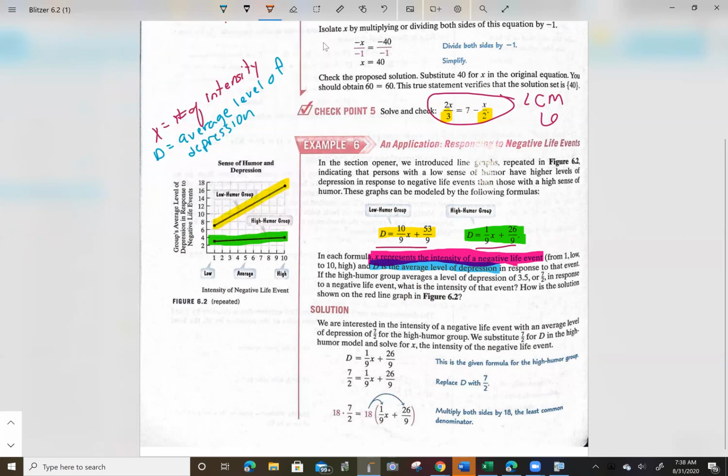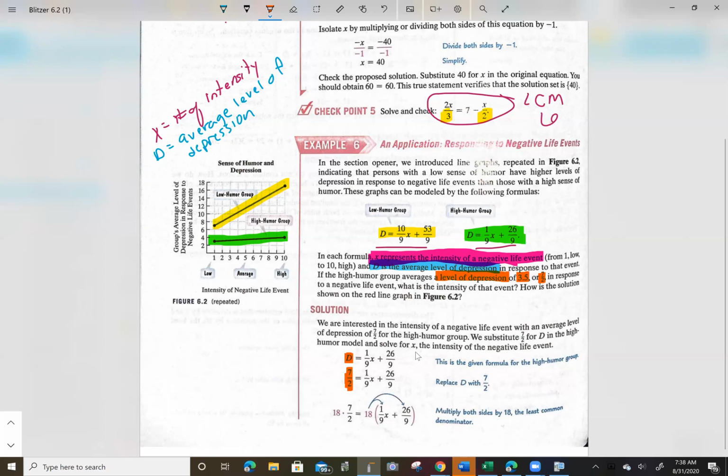All right, let's see, what else? What is the actual question asking us? If the high humor group averages a level of depression of 3.5 or 7/2, because 7 divided by 2 is 3.5, in response to a negative life event, what is the intensity of that event? So what it gave us is a level of depression. So it gave us the D. Okay, so you can see below in the solution where D was in the formula, they instead put 7/2. And then the rest of the formula stayed the same.